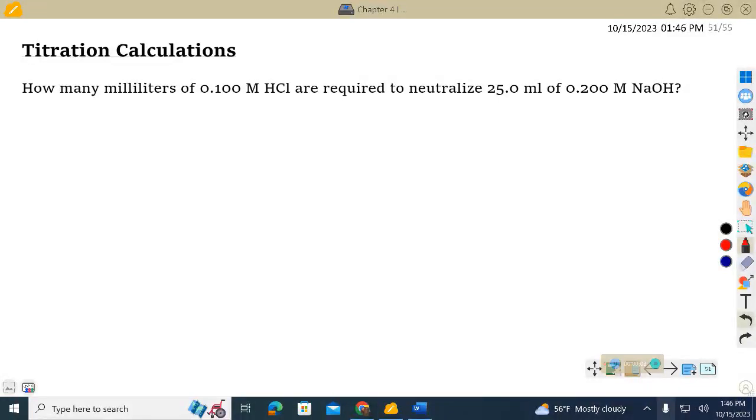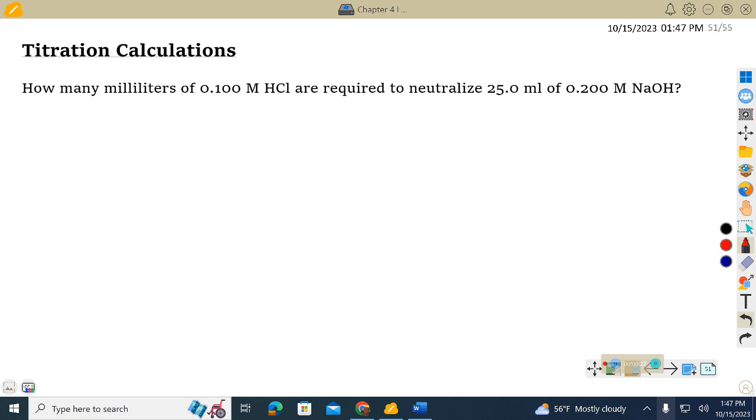We've made it to the end of the Chapter 4 lecture guide. The last problem is a titration calculation. So we know that a titration is just a laboratory method of mixing two solutions with the goal of finding the equivalence point. The equivalence point is just the point where we've hit the stoichiometric molar ratios from the balanced equation.